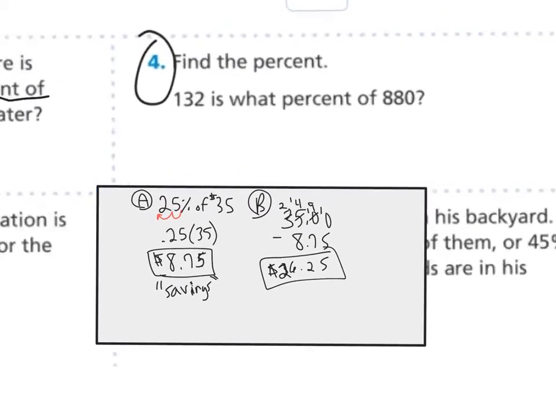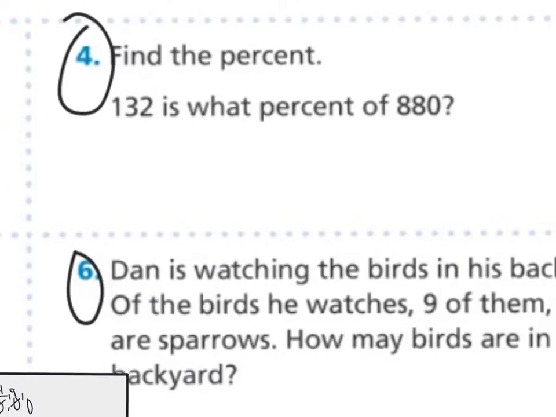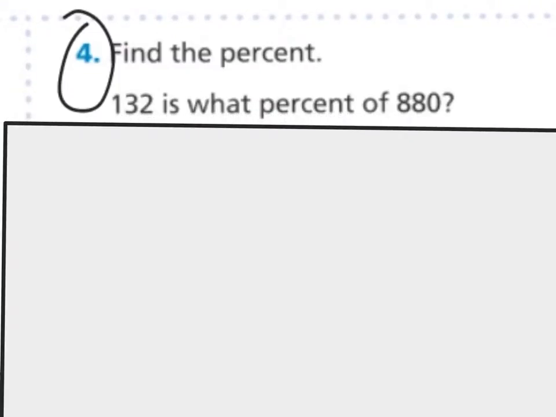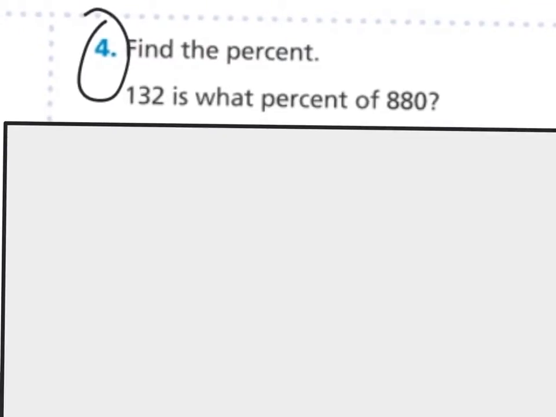So if we look at number 4, we actually finally now have a percent equation problem. Since this is a percent equation lesson, that might be a good idea for us to know how to do. Okay, so number 4, it says find the percent. It says 132 is what percent of 880? So what we're going to try to do, the percent equation method says, let's switch this over to an equation, and then we can actually solve the equation and get our answer that way.